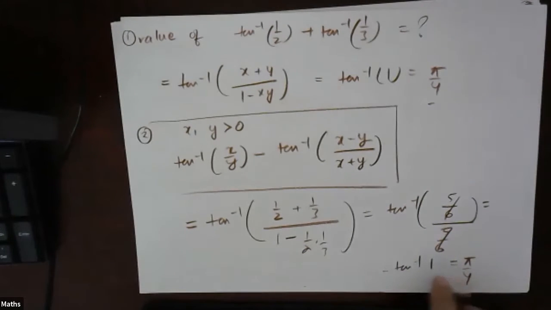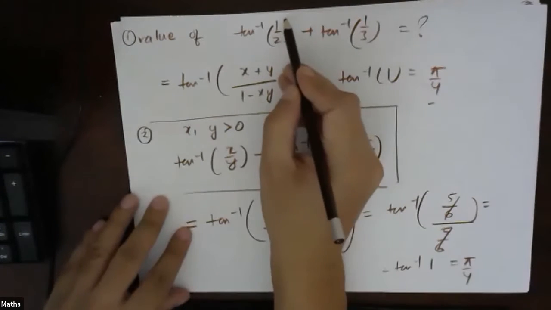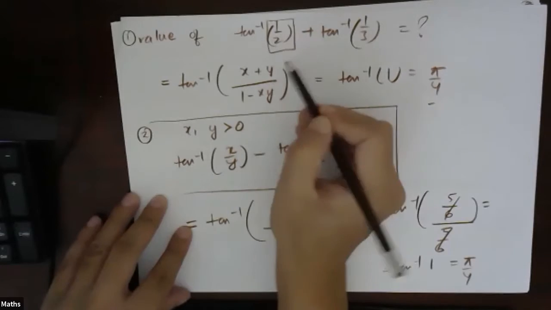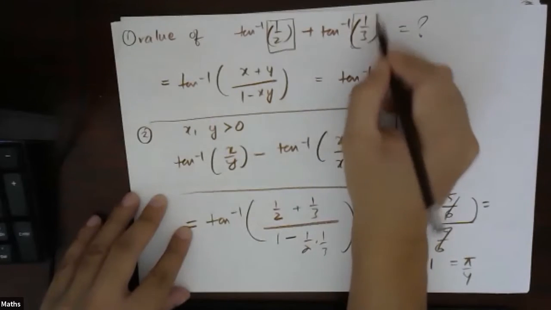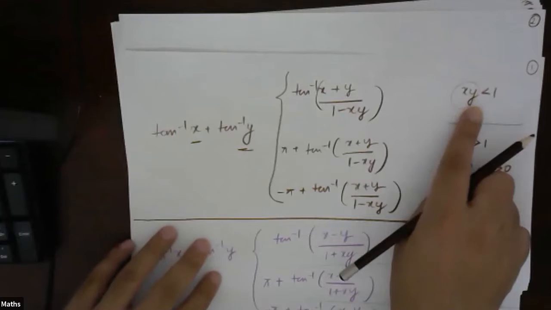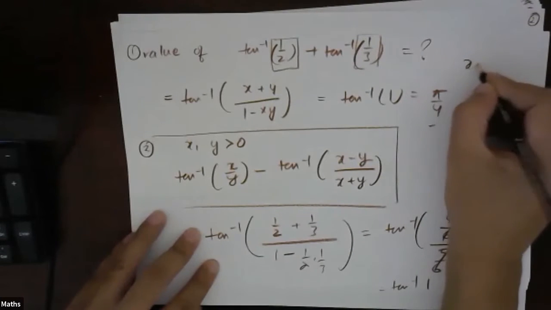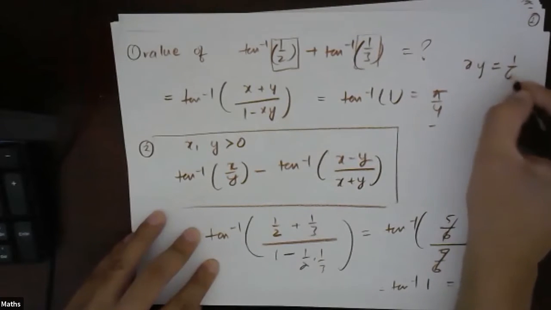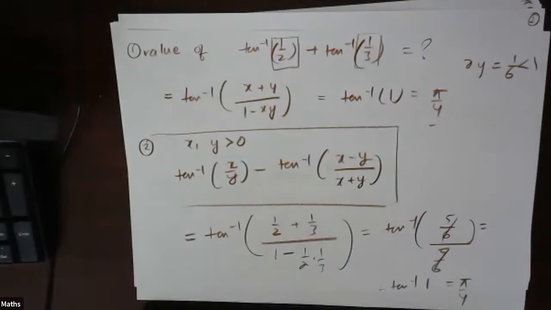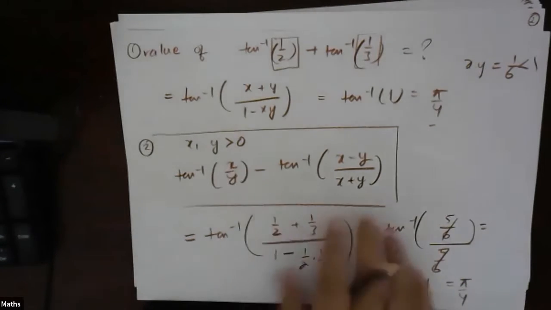Understood? Fine. So basically, this is x and this is y. And I know for x into y, if it is less than 1, so here x into y is 1 by 6, which is obviously less than 1. So that is why we have taken this property. Fine. Now solve this one.